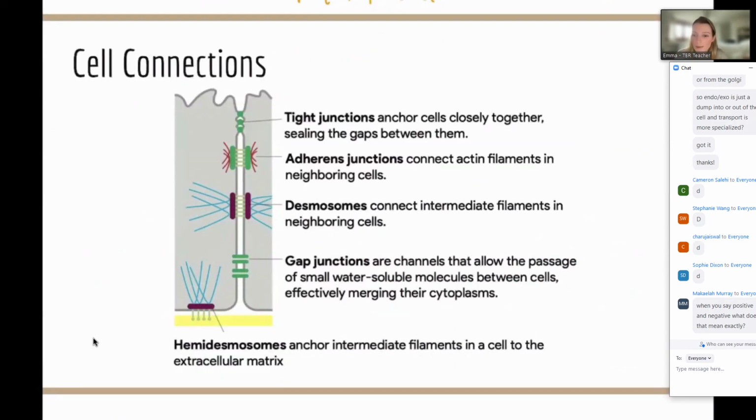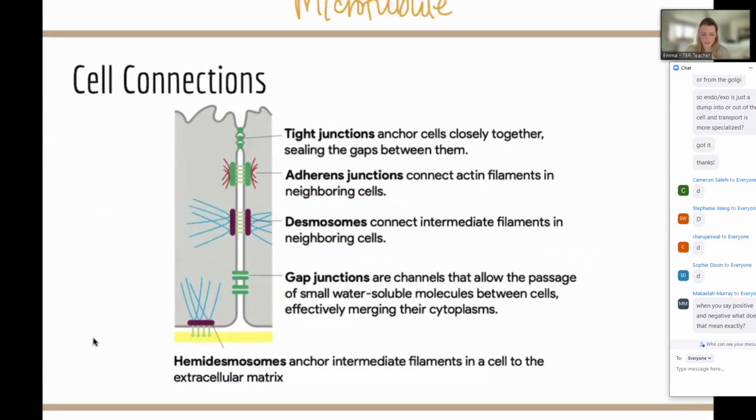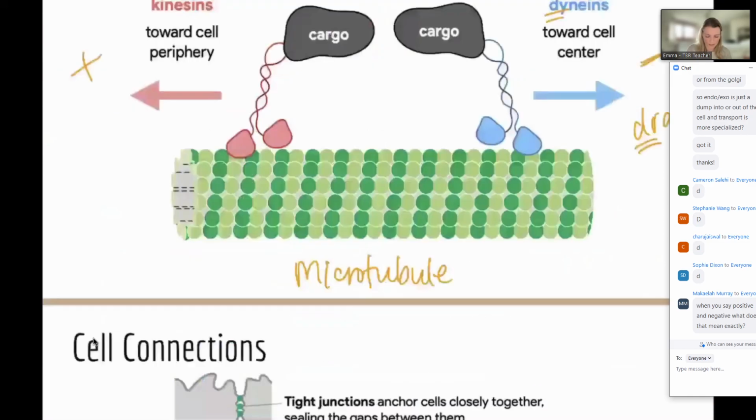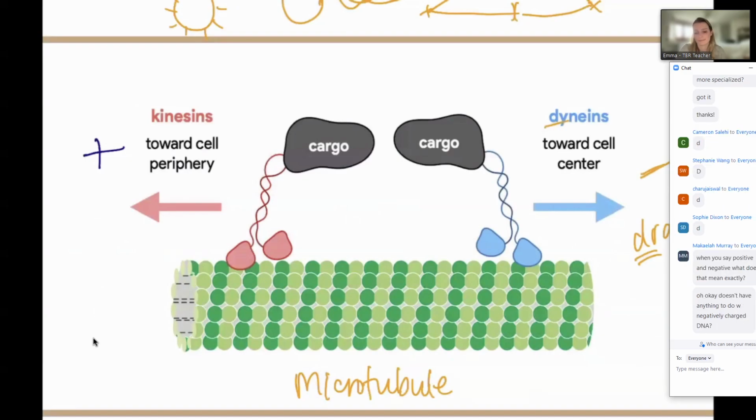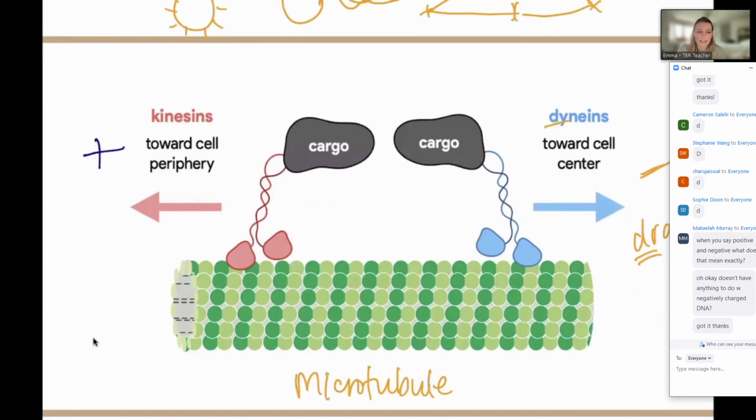Oh, sorry. What does that say when you say positive and negative? Oh, it just means towards the center of the cell. This also looks like an X. It's towards the center of the cell compared to towards the periphery of a cell. In a cell, you don't have north, south, east, west. You have positive and negative. So it's just directionally. Nope, it doesn't have anything to do with DNA. It's just directionally in the cell.